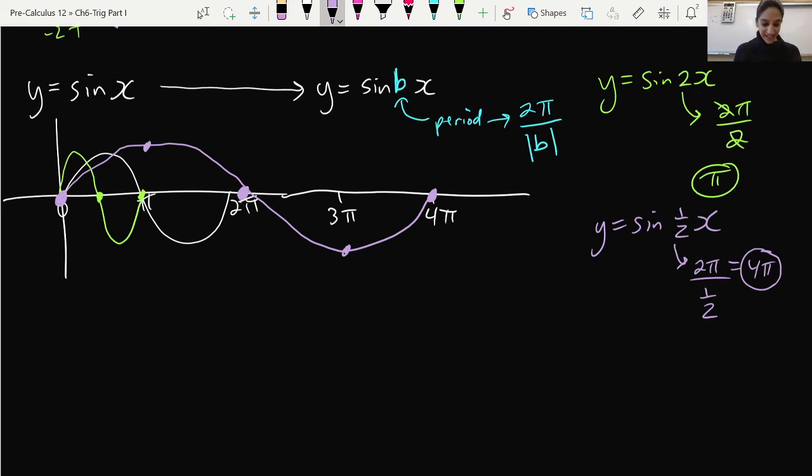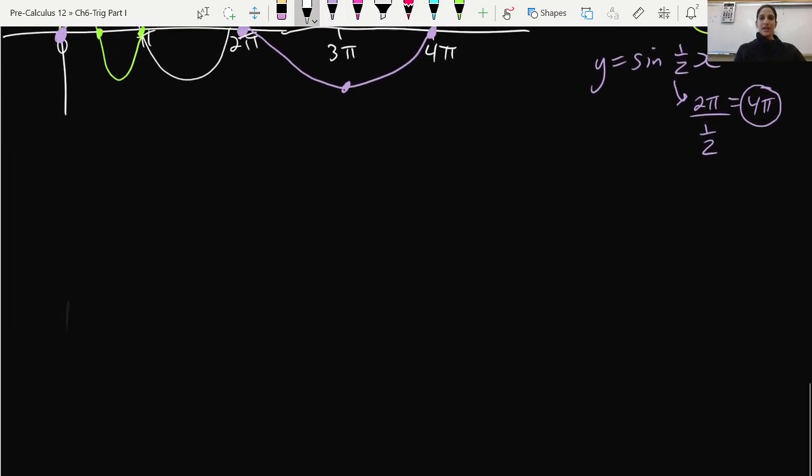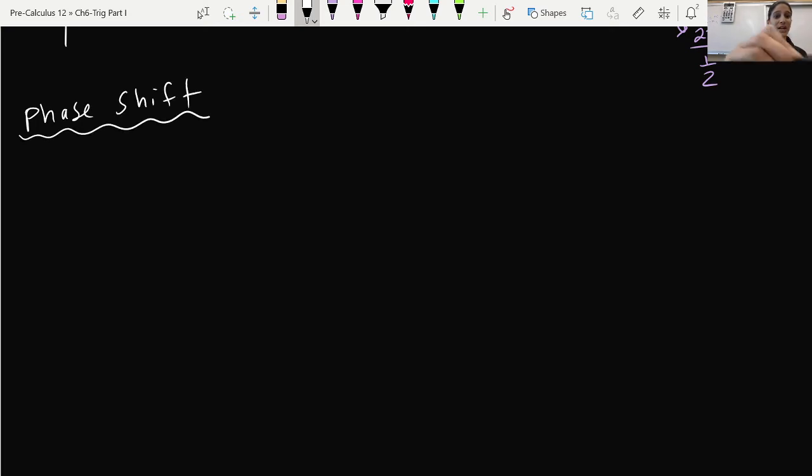But anyways, so that's the impact that it has on the period. Okay, so now our next transformation, but it has a different name. This is called phase shift, which is just a fancy new way of saying horizontal translation to the right or left. So let's take a look at what that looks like.